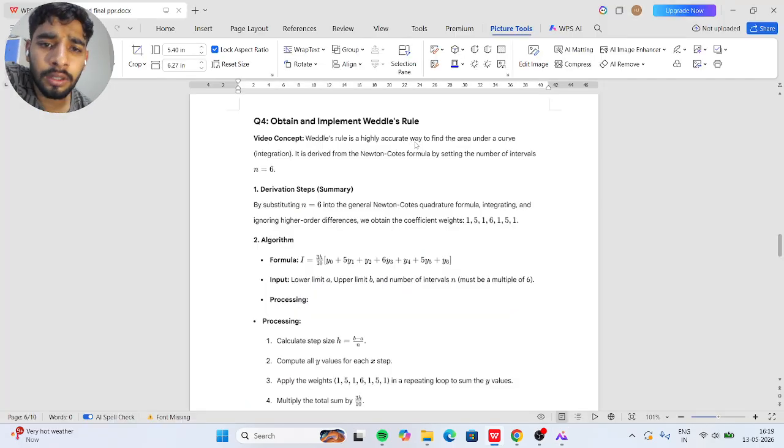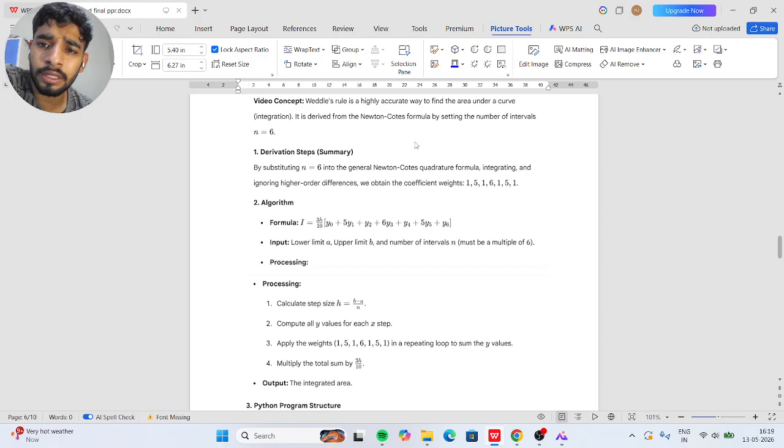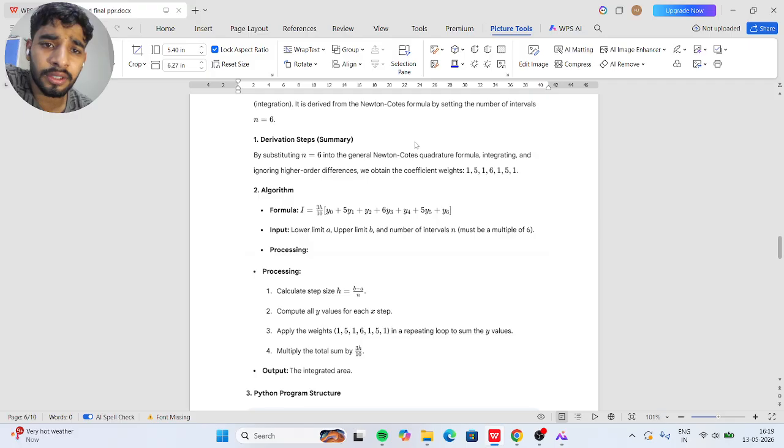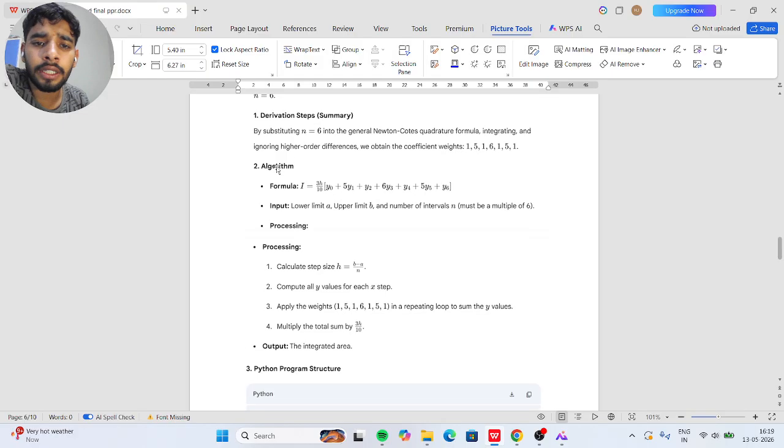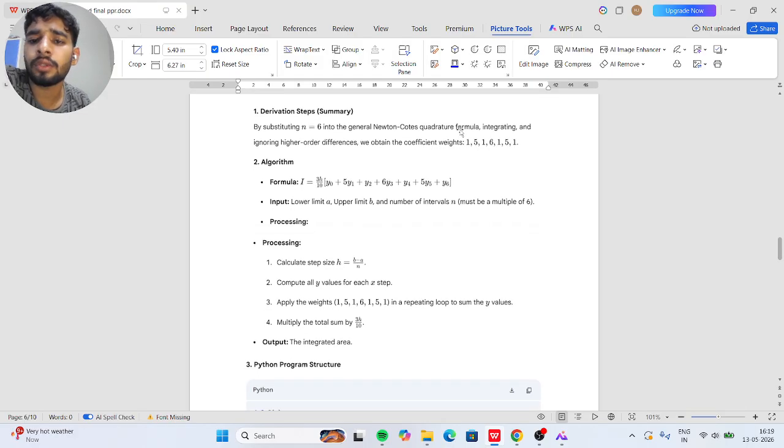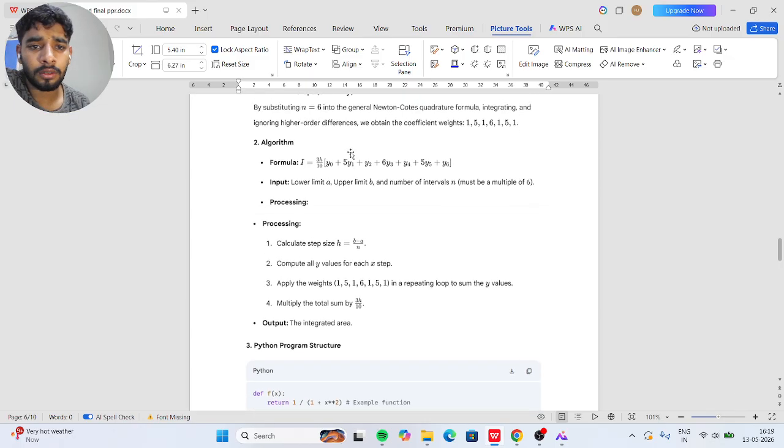Weddle's rule is a highly accurate way to find the area under the curve, which is the integration. It is derived from Newton's Cotes formula by setting the number of intervals n equal to 6. We will be doing this using Newton's Cotes formula. For the first derivation step, we substitute n equals 6 into the general Newton quadrature formula. Integrating, ignoring higher order differences, we obtain the coefficient weights 1, 5, 1, 6, 1, 5, 1.